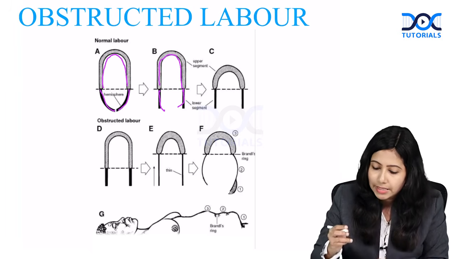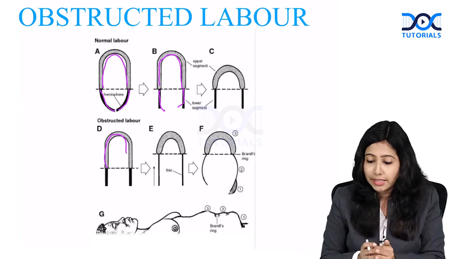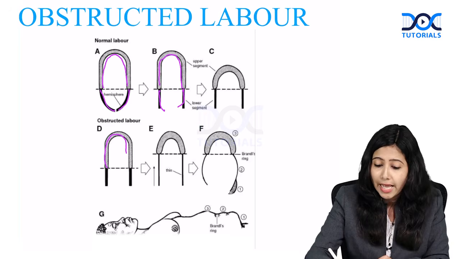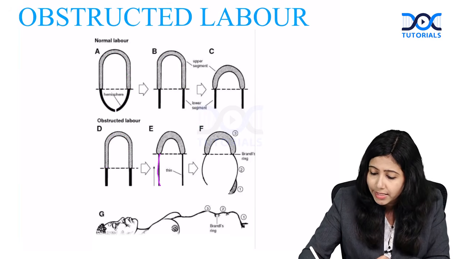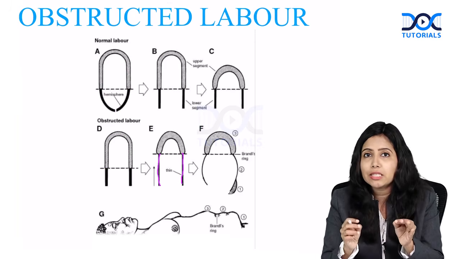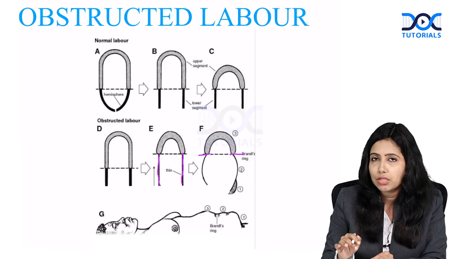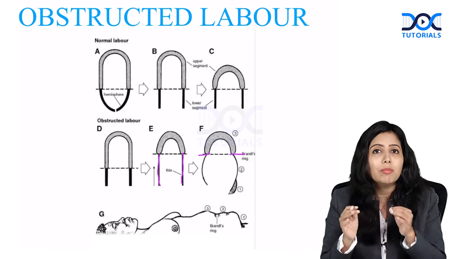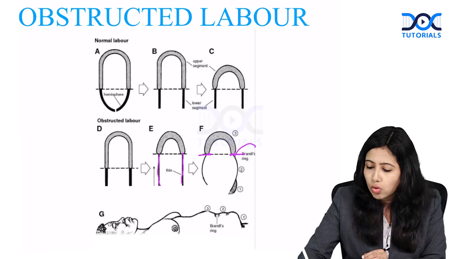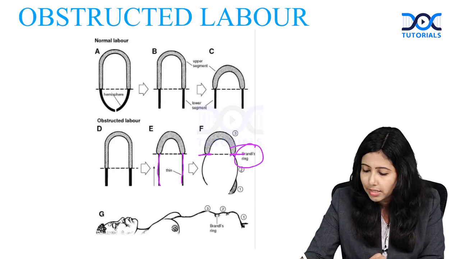But in this case, the upper segment is contracting. It is tonically contracting so that it becomes thicker and the lower segment becomes very thin. It becomes very thin. And there is a characteristic demarcation or a ring that is felt between the upper segment and lower segment. This is known as Bandel's retraction ring. It's known as Bandel's ring.